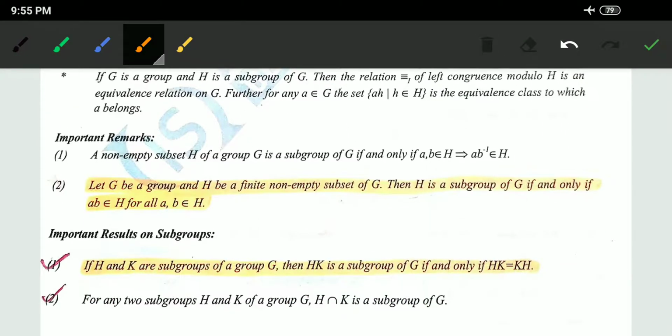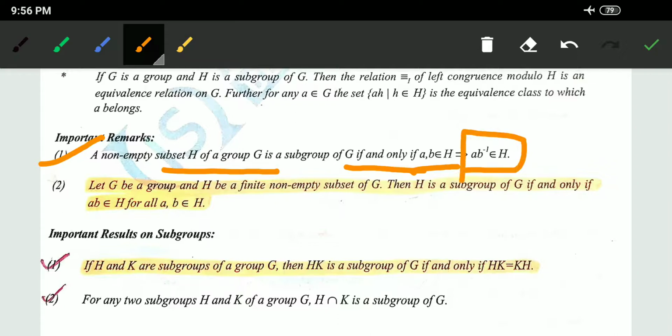Important remarks on the subgroup. First, a non-empty subset H of group G is a subgroup of G if and only if for all a, b belonging to H, ab inverse belongs to H. Then subset H is the subgroup of G.